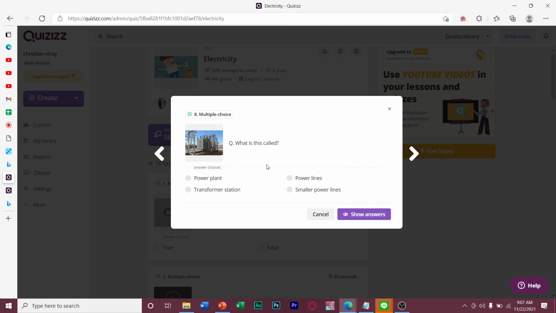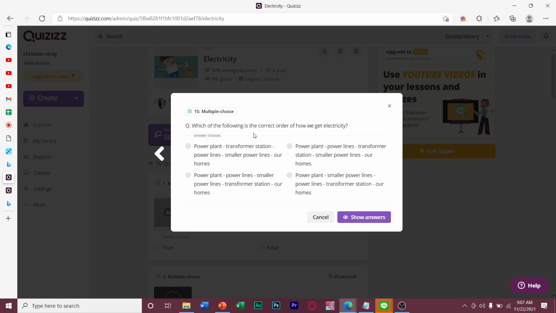What's this called? Same. Power transformer station. Okay. Next, it's also the same question. What is this called? Power plant, power lines, transformer station, or smaller power lines? Very good. Smaller power lines. Very good. Next, last question.